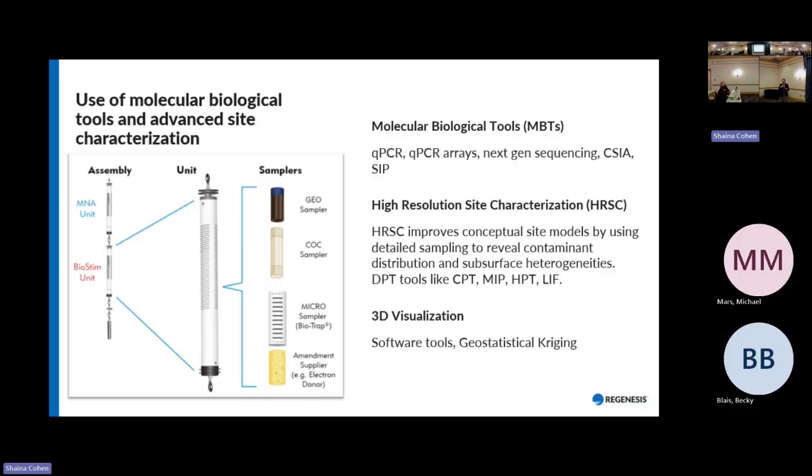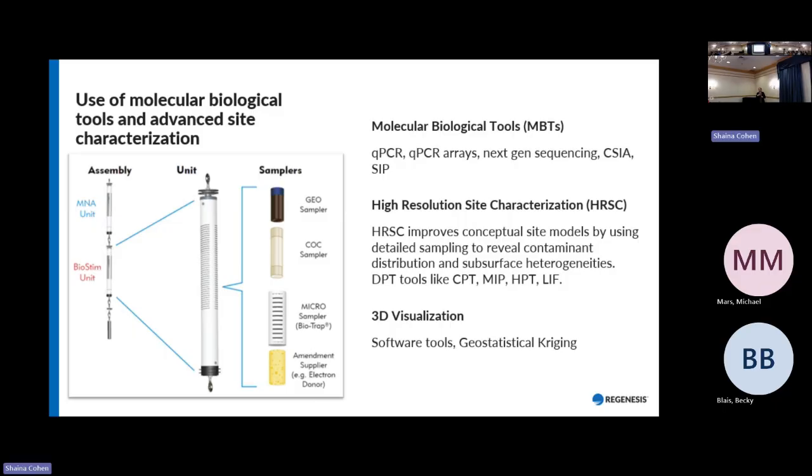But on top of that, obviously, there are tons of other molecular biological tools in the toolbox now: qPCR analysis, next-gen sequencing, compound-specific isotope analysis, stable isotope probing. All of these can be really helpful for diagnosing and also for demonstrating that biodegradation is really happening.